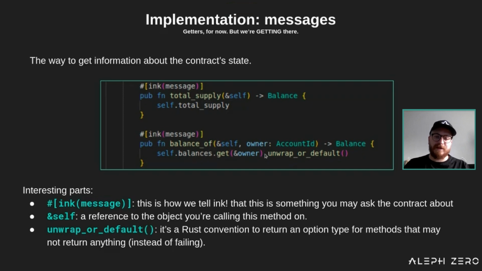So notice how this simple concept actually makes our balance of method very, very expressive, and makes it work with the whole accounts model of this contract. So let's say someone has never interacted with the contract. So what balance do they have? They have 0, right?